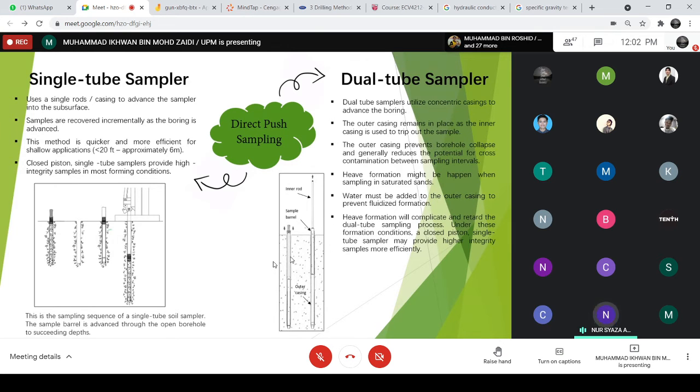All sample contact equipment should be appropriately decontaminated between samples and locations. All borings should be properly grouted and abandoned.